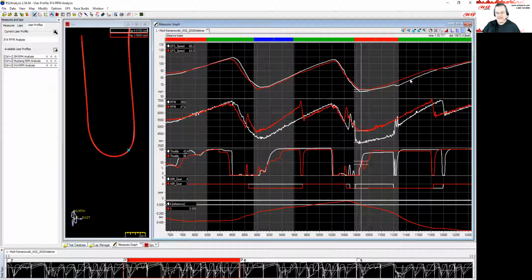Yeah, interesting. This is data that we have shown in the past, obviously, in several other webinars. Our friend Matt Romanowski allows us to use this data to take a look at a couple things. It's a great track. We love to use Watkins Glen as well.